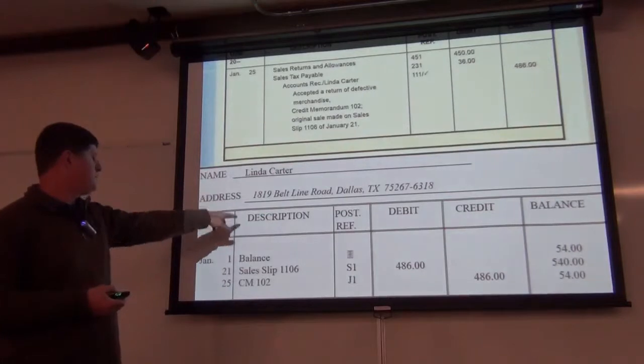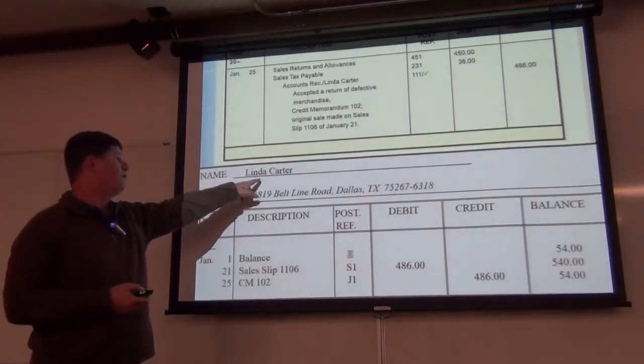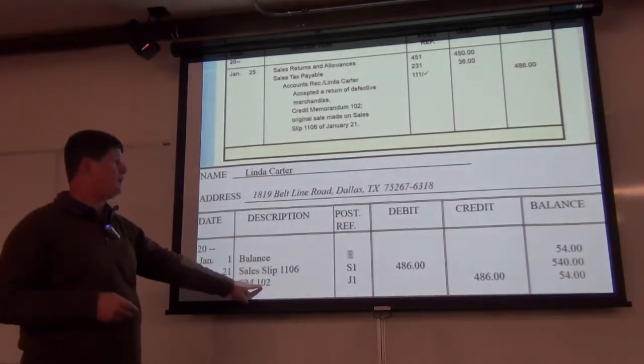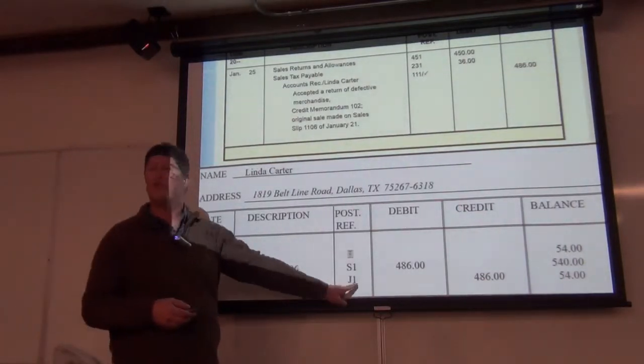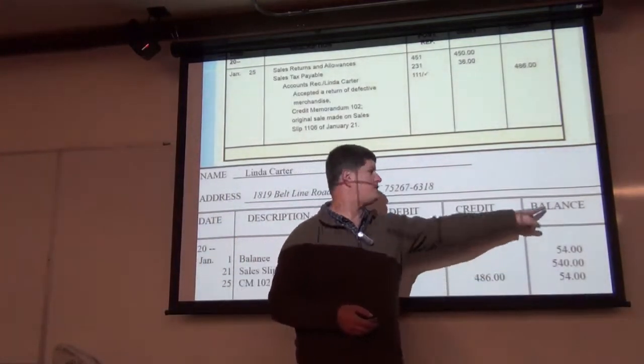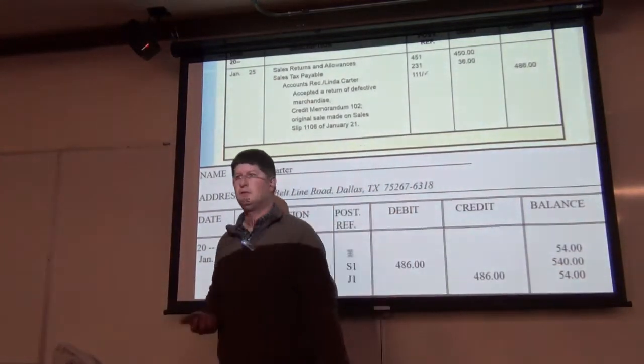Oh, here we go. Here's a different customer. Here's the example of posting the credit memo from the general journal. Credit of $486, and you calculate the new balance. Good.